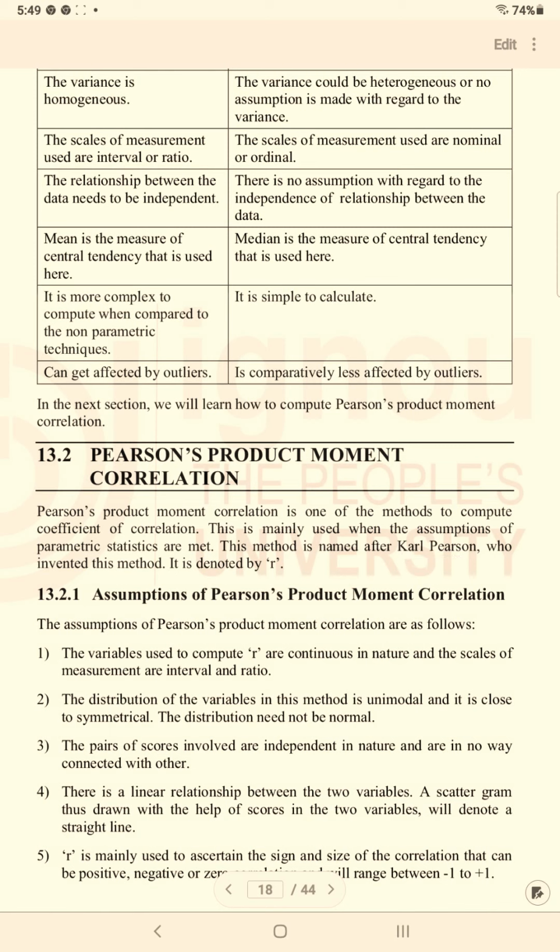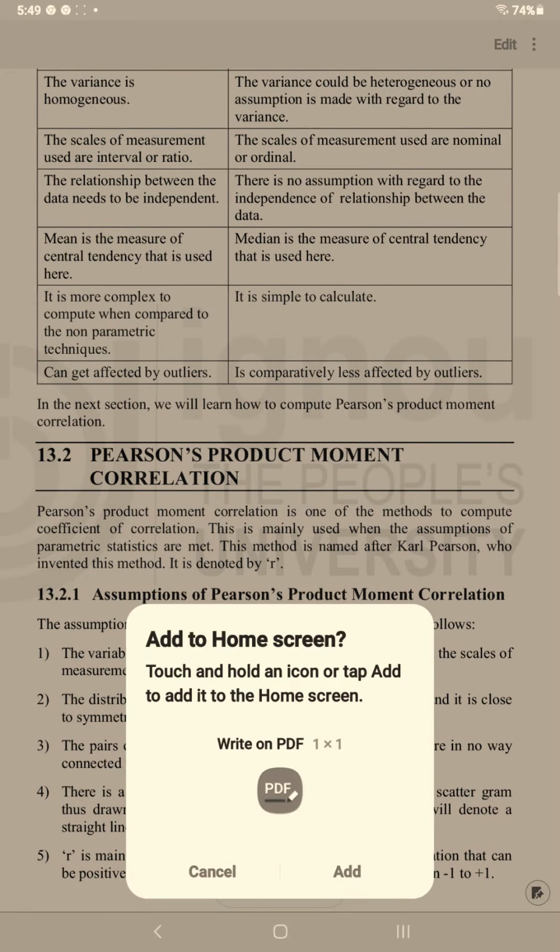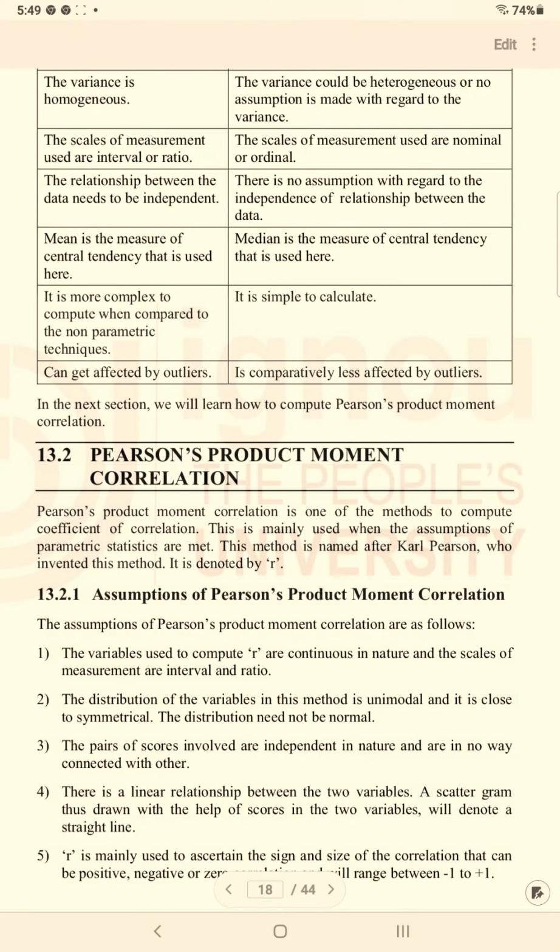13.2.1 Assumptions of Pearson's product moment correlation. The assumptions of Pearson's product moment correlation are as follows. 1. The variables used to compute r are continuous in nature and the scales of measurement are interval and ratio. 2. The distribution of the variables in this method is unimodal and it is close to symmetrical. The distribution need not be normal. 3. The pairs of scores involved are independent in nature and are in no way connected with each other.